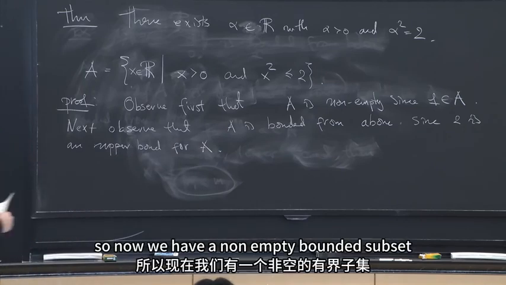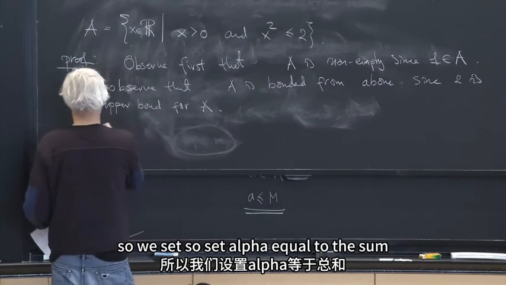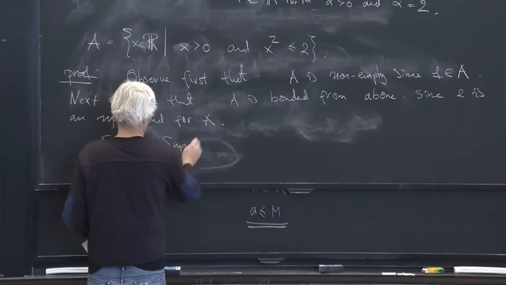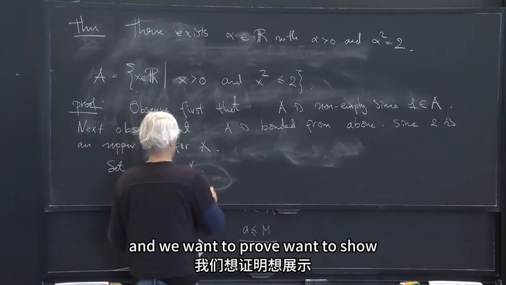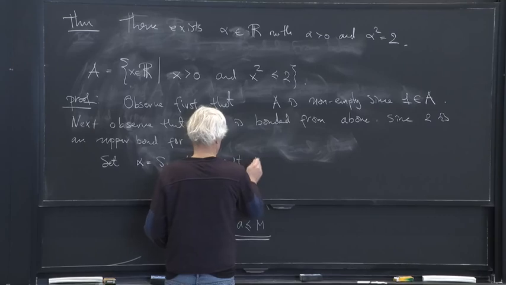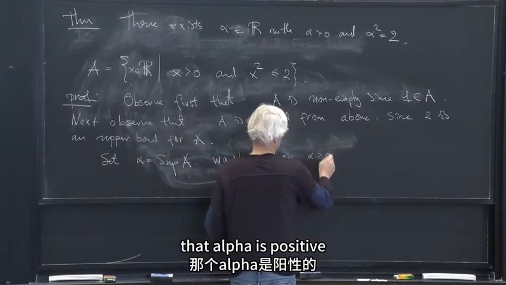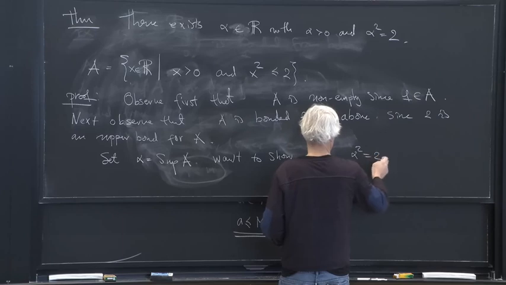Now the next thing is, so now we have a non-empty bounded subset. So we set alpha equal to the sup of A. And we want to show that alpha is positive and alpha squared is equal to 2.